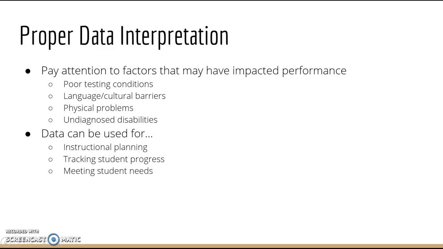What is important to remember when looking at the scores is that there may have been factors that impacted the student's performance. Poor testing conditions, language or cultural barriers, physical problems, and undiagnosed disabilities can all affect the outcomes of the assessments. Once these potential factors have been thought out and combed through, the data can give you a lot of different information. The data received can help with instructional planning, tracking student progress, and meeting student needs.